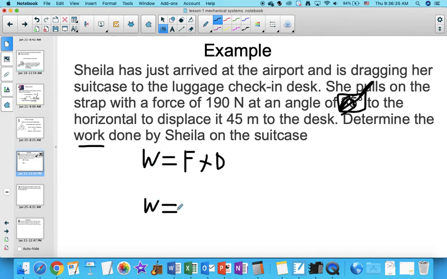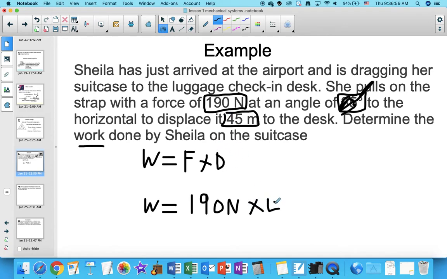Do we know what the force is? Well, we see the big N, so that's newtons. So that's 190 newtons. Okay, do we have distance? Well, she pulled it 45 meters. Okay, so now I know I have the distance.